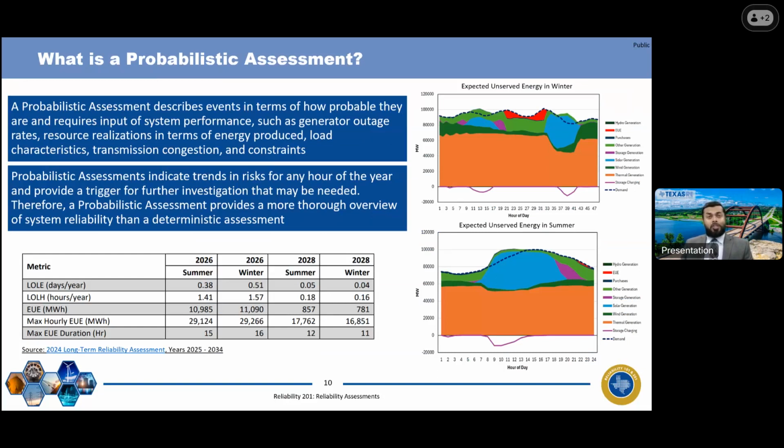As you can see from the images, a probabilistic analysis of the system indicates trends in risks to the reliability of the system for any hour of the year. Therefore, it provides a trigger for further investigation that may be needed. This provides very helpful insights on system risks during various times of the year for stakeholders such as system operators. Therefore, a probabilistic assessment provides a more thorough overview of system reliability than a deterministic assessment.